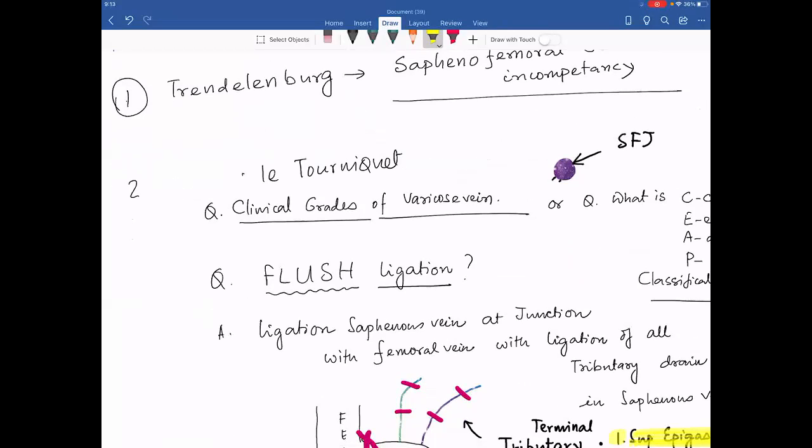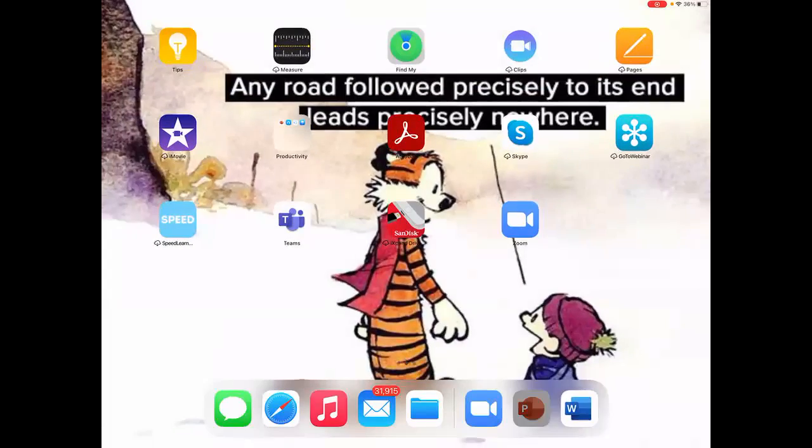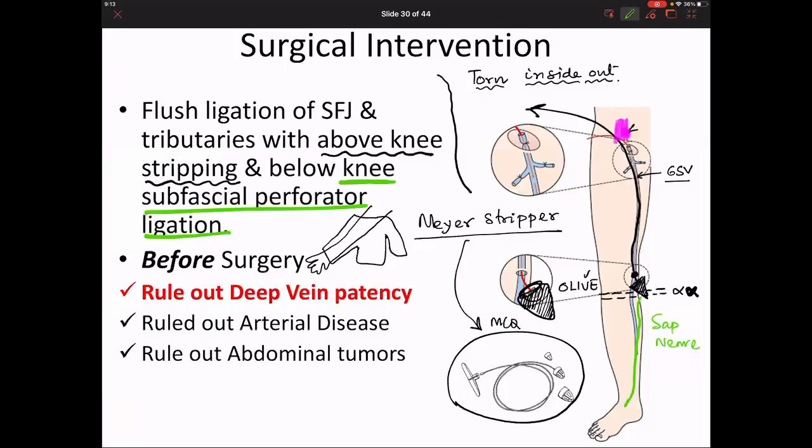Sir, can you repeat that Babcock stripping? Babcock stripping. Sir, the Babcock stripping business is in this picture. The stripping is that this part of the vein is removed. Okay. Now, how is it removed?